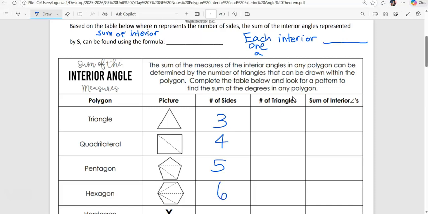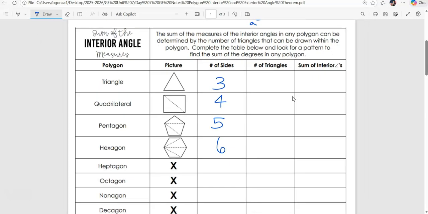6-sided. Now it gets weird after that because it says what? Heptagon, 7. Octagon, sounds like octopus, 8. Nonagon. It kind of sounds like 9. 9. Okay, nonagon. Decagon. Hopefully you know that a decade is 10 years. 10-sided.